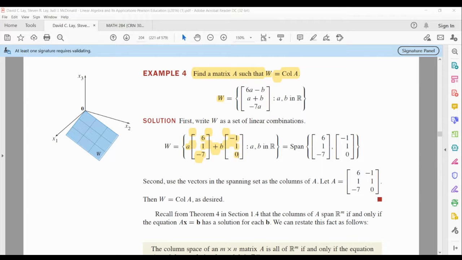The span of two vectors, and so automatically we've shown that W is a subspace, and the spanning set would be the columns of that matrix A. So the matrix A is as you see here, and W would be the column space of A, because W is the span of the column vectors of the matrix A.